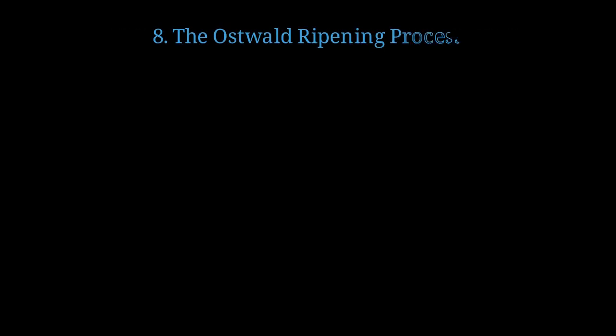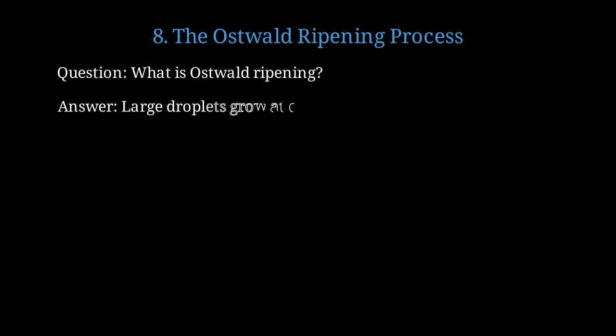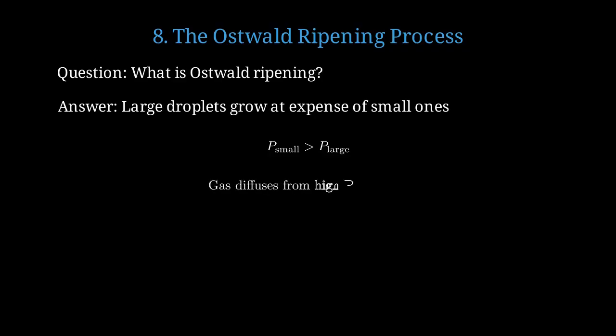An important phenomenon affecting inverted droplets is Ostwald ripening. What exactly is Ostwald ripening, and why does it matter? Ostwald ripening is when larger droplets grow larger by consuming smaller ones through diffusion. Remember, smaller droplets have higher internal pressure than larger ones. Gas molecules diffuse from high-pressure regions to low-pressure regions. The rate of radius change cubed is proportional to surface tension times diffusion coefficient.